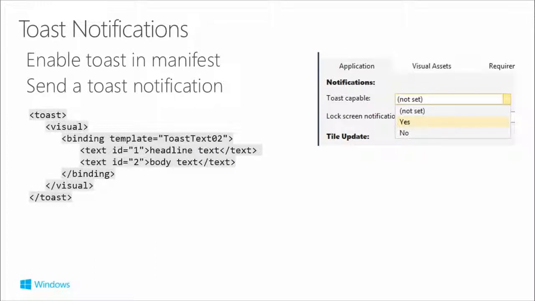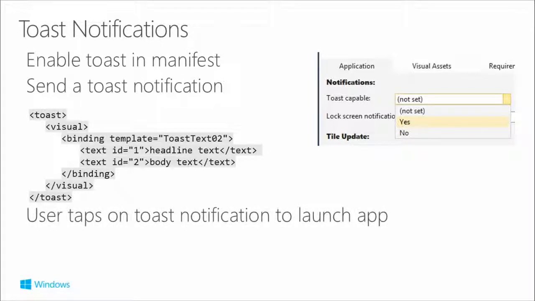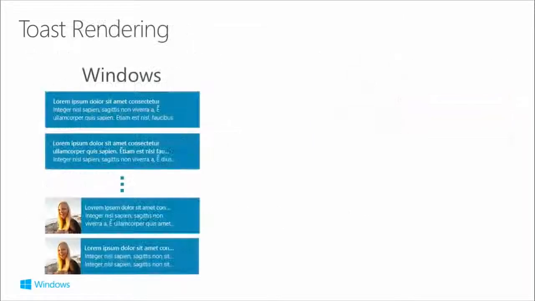And then we can send our Toast notifications using this Toast XML. And so you see the whole XML schema is how we send all of our notifications. Then the user taps on the Toast notification to launch the application.